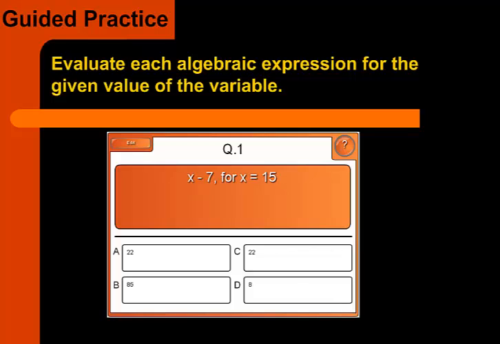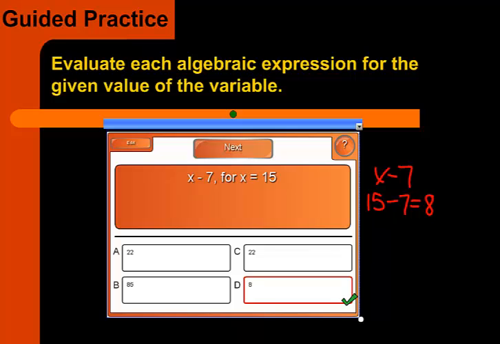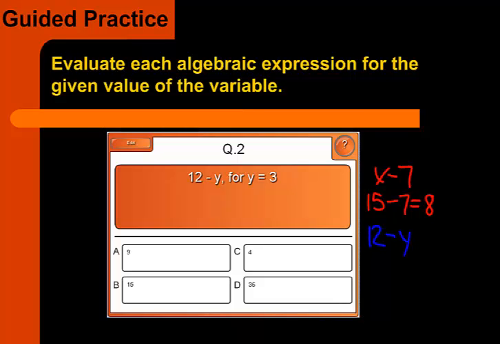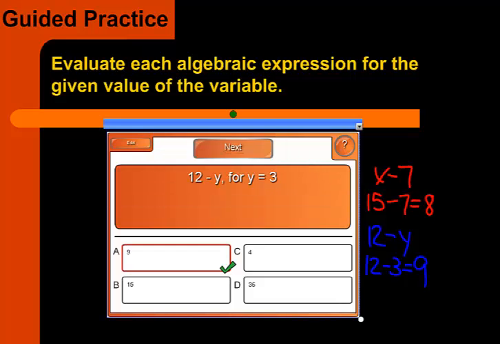These are some algebraic expressions that you want to solve. Let's go ahead and solve them together. X minus 7 for x equals 15. The first thing we're going to do is write down x minus 7, and then I'm going to put in 15 minus 7, which we know is 8. Let's click and see if that's the correct answer. Great. The next one is 12 minus y. Evaluate for y equals 3. So 12 minus y, and then plug in the 3. 12 minus 3 is 9. Good job.